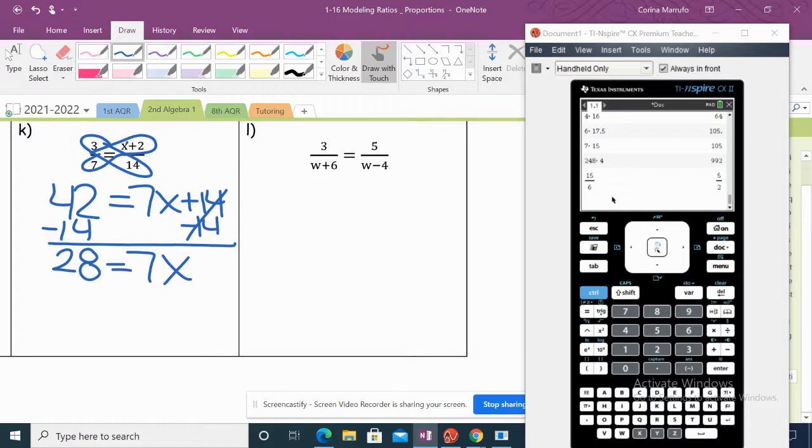And then from there we have 7x that was left over on that side. And then we're going to have to divide both sides by 7 to solve for x. This cancels, and 28 divided by 7 gives us 4.